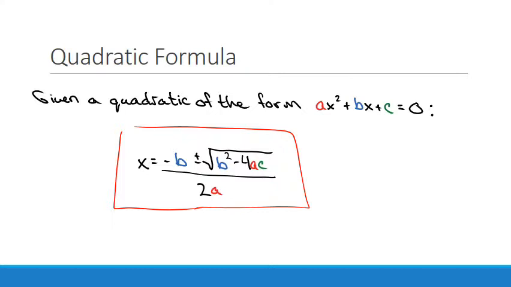The one thing about the quadratic formula, though, is it's not always the quickest. So if there's a quadratic equation that you could use, say, the factoring method with, you should use it. It'll be quicker with the factoring method, but you'll still get the right answer using the quadratic formula.